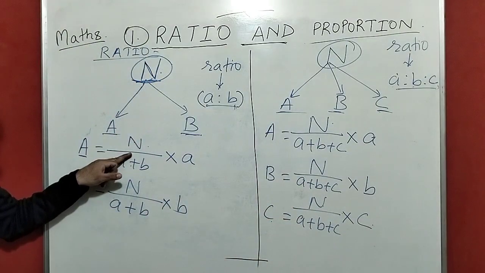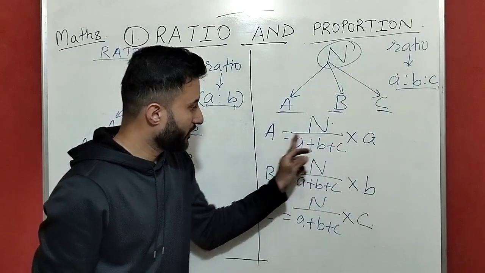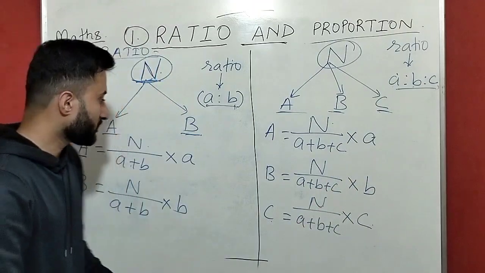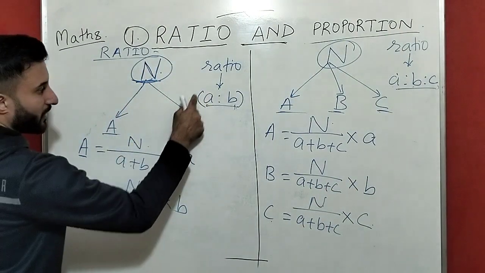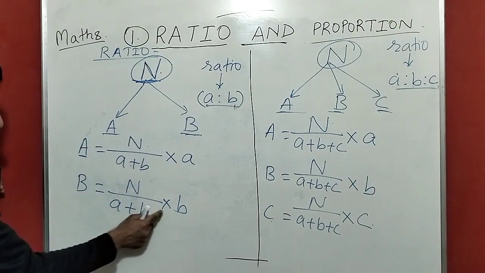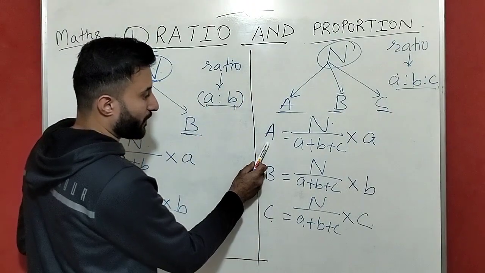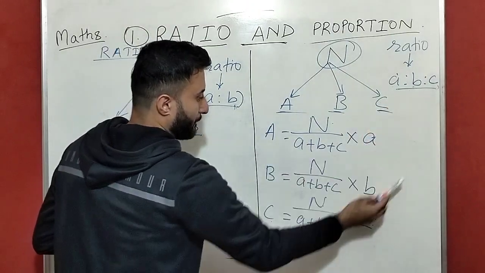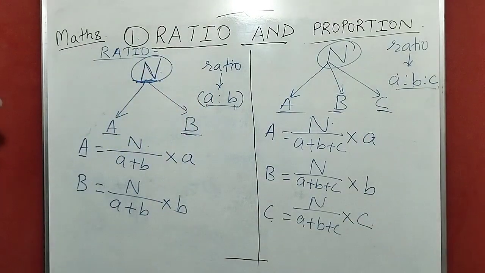Given number divided by the sum of the ratios. Now the extra thing is, if it is the first part, then we multiply with the first term A. If it is the second part, we multiply with the second term B. Same here, the first part we multiply with first term A, second part with second term B, third part with third term C. So copy it down.